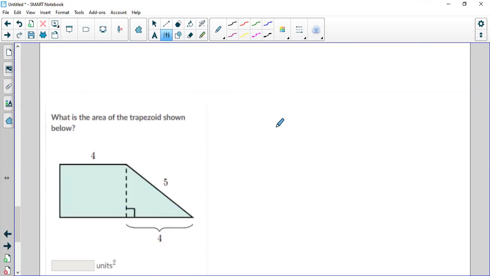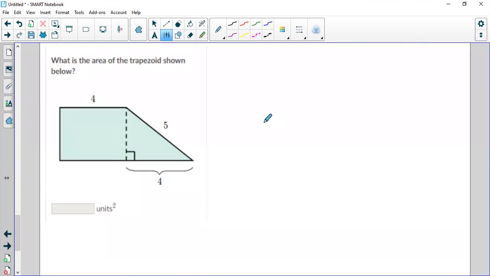Here's what I'm going to calculate. The area of this trapezoid. Well, I see this is 4. That means this is also 4. I don't know how big this is, but I know it's the same as that. And that is part of this right triangle. So the first thing I'm going to do is calculate this right triangle to figure out the height using Pythagorean theorem. So our good old formula, a squared plus b squared is equal to c squared.